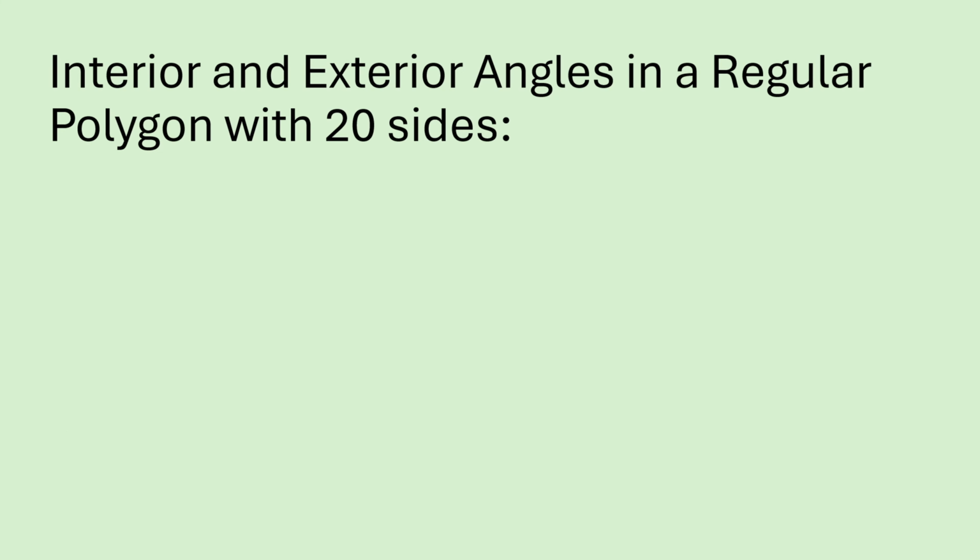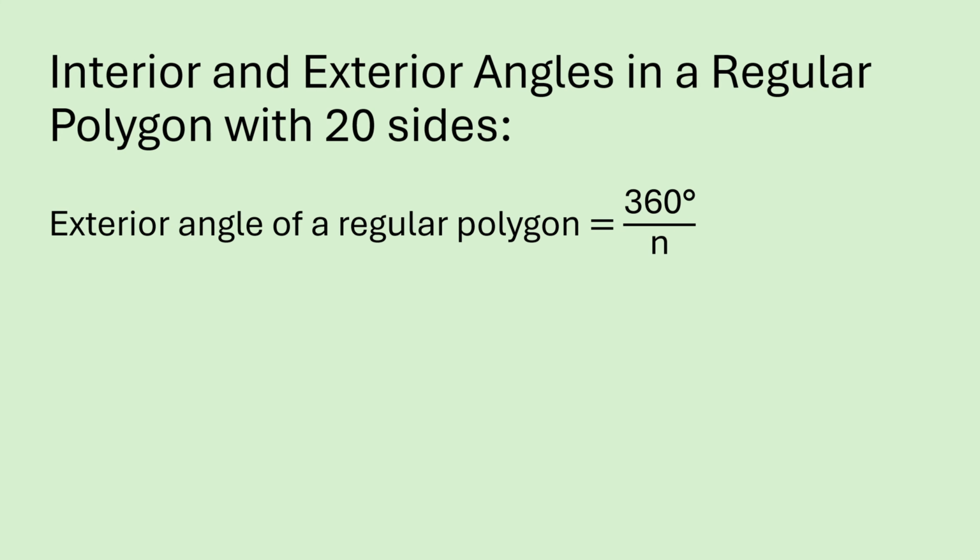Next, interior and exterior angles in a regular polygon with 20 sides. The exterior angle of a regular polygon is equal to 360 degrees divided by n. Here n is equal to 20 sides. So the answer is 18 degrees. So in this example, each exterior angle of a regular polygon is equal to 18 degrees.